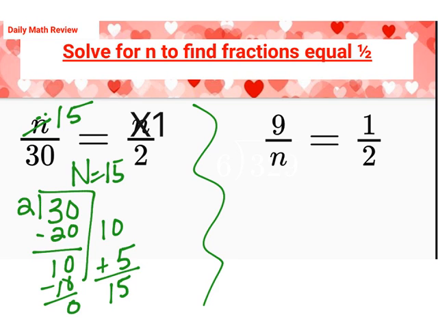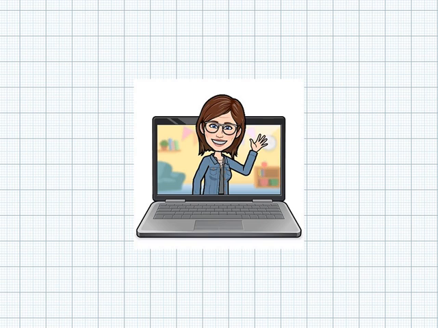Now we have 9 over something equals 1/2. I know that my denominator is twice as many as my numerator. So if I take 9 and I do twice as many, I get 18. So N equals 18. All right, that's it.